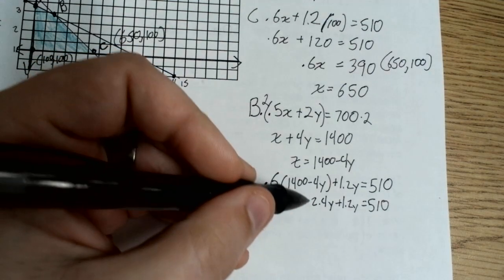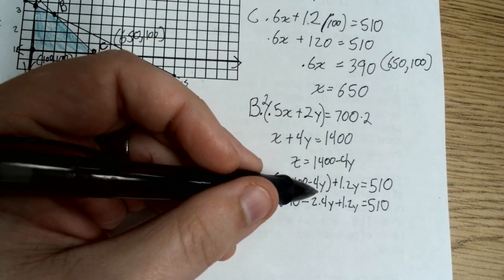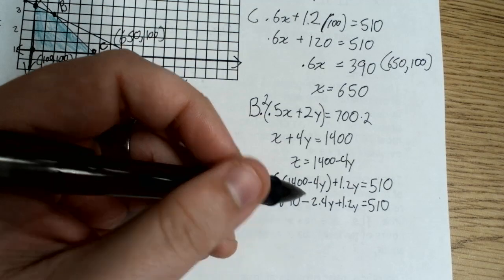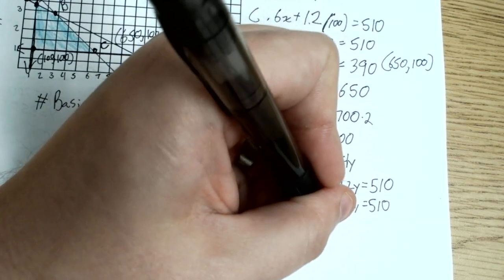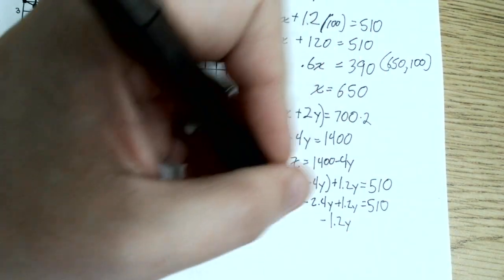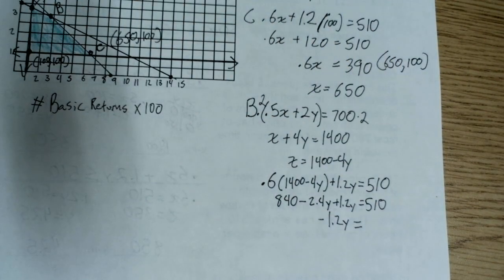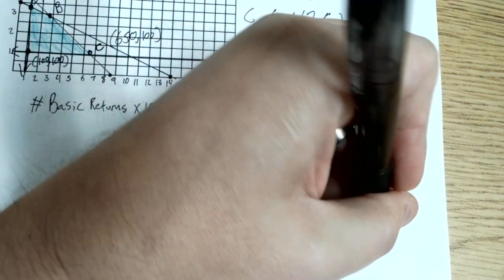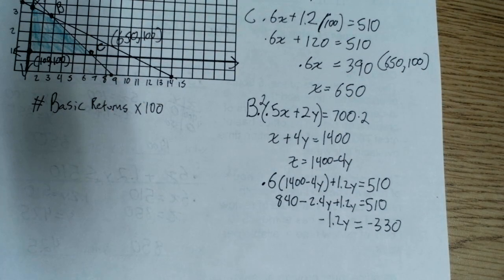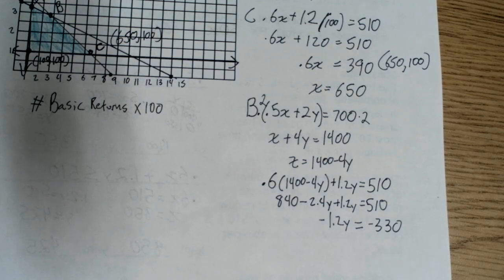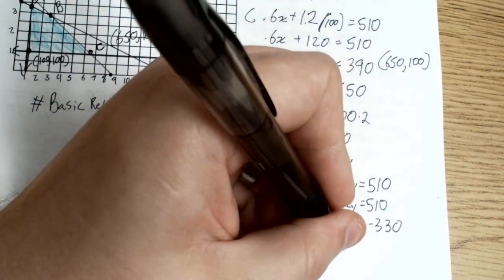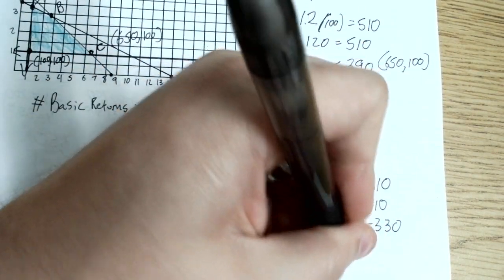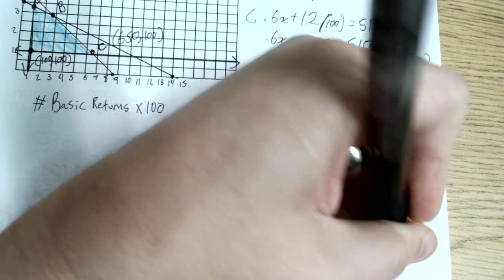Okay, working that out, we've got a negative 2.4, positive 1.2, which would give me a negative 1.2y. And then when I subtract 840 from both sides, gives me a negative 330. Then when I divide that by a negative 1.2, I end up with y equaling 275.